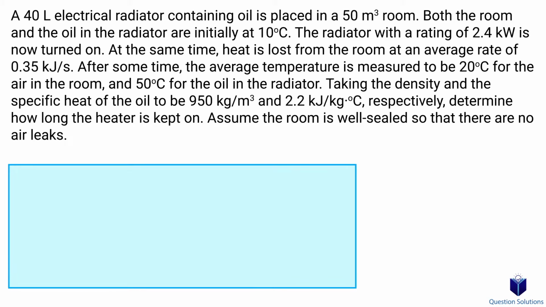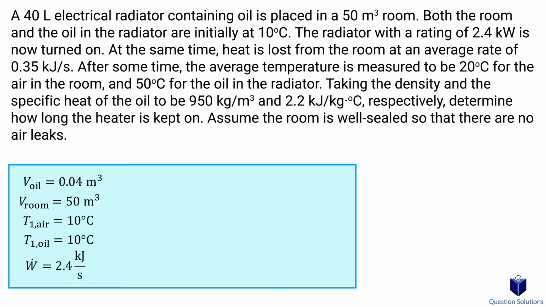The volume of the oil is 40 liters, or 0.04 cubic meters, and the volume of the room is 50 cubic meters. The initial temperature for the room and the oil in the radiator is 10 degrees Celsius. The radiator has a power rating of 2.4 kilowatts or 2.4 kilojoules per second. There is a heat loss in the room, which is 0.35 kilojoules per second. After some time, the temperature of the air is 20 degrees Celsius, and the temperature of the oil in the radiator is 50 degrees Celsius.